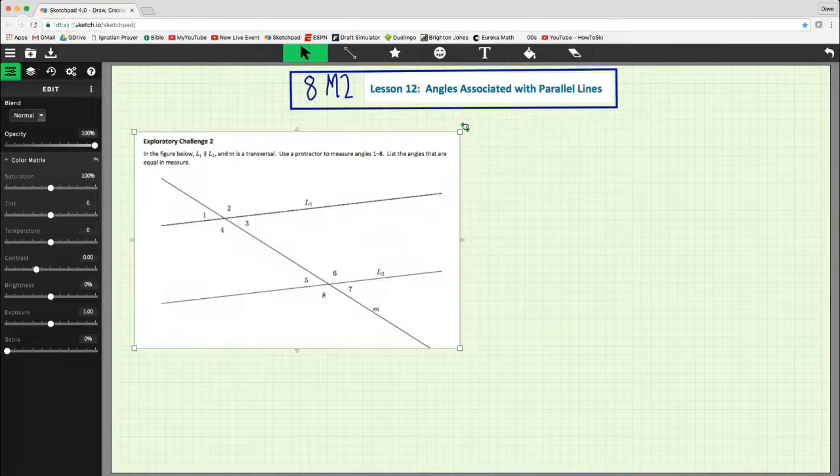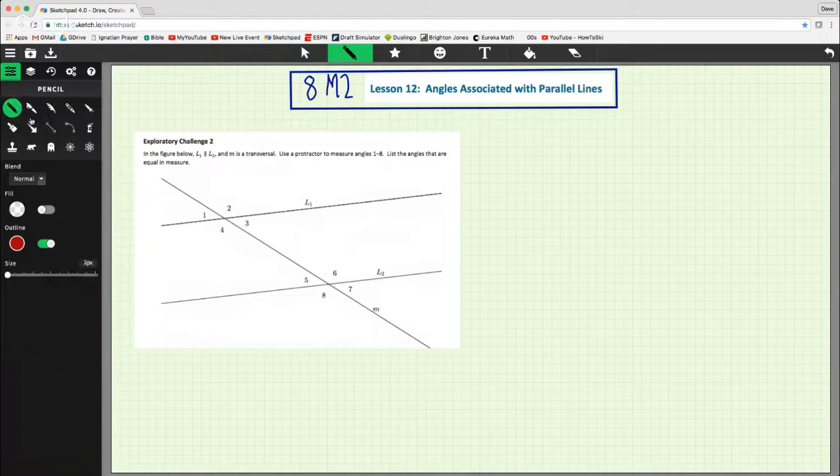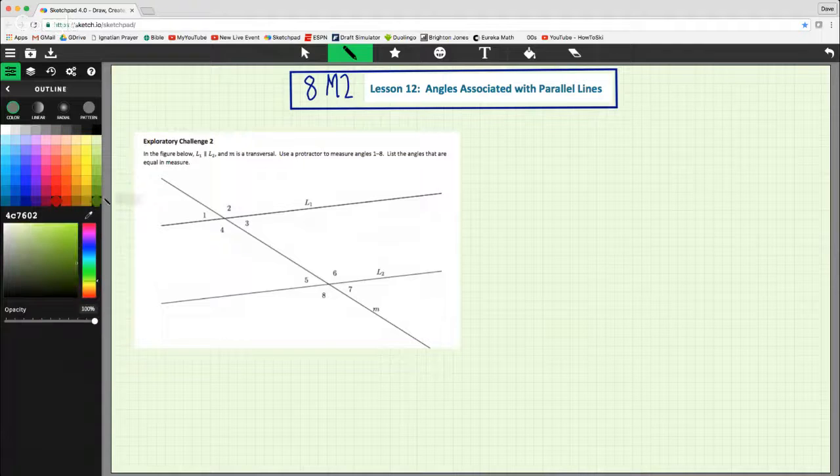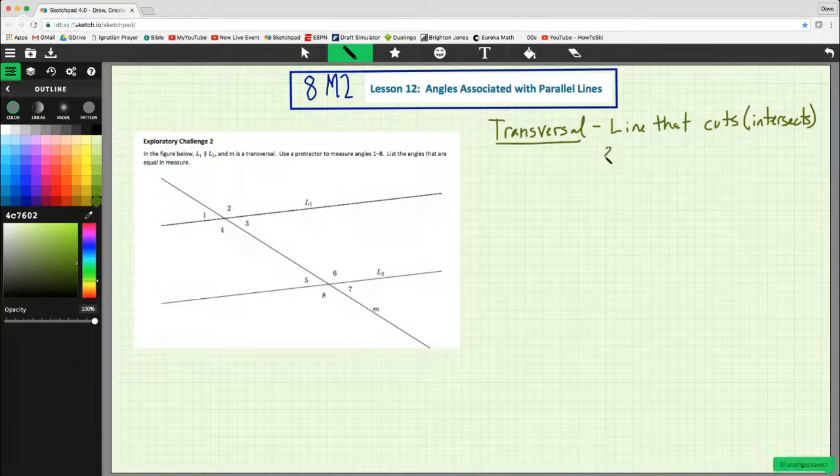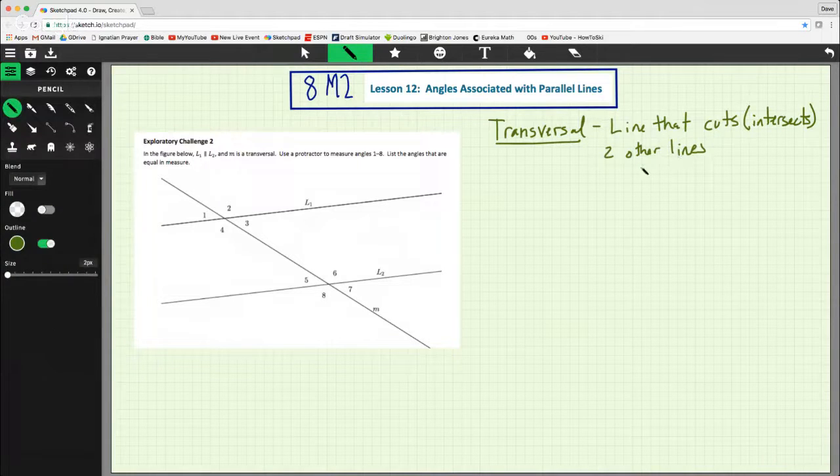Now, what you want to know is there's 4 definitions that I told you we're going to have to know. And so let's just go over those. Right now, those are transversal. A transversal. And that is a line. That is simply a line that cuts, or intersects, 2 other lines. Okay, so that's a transversal.